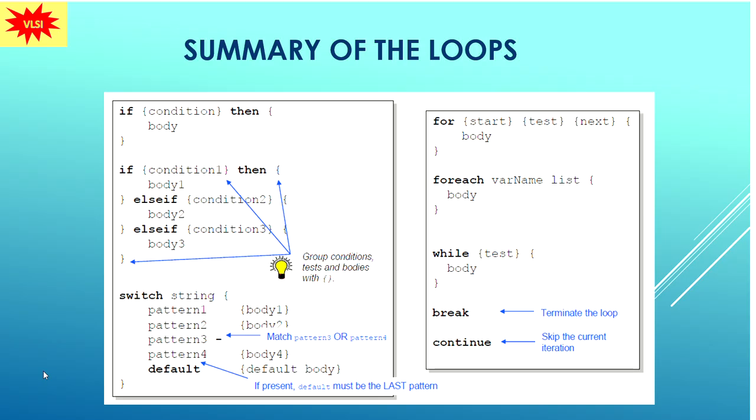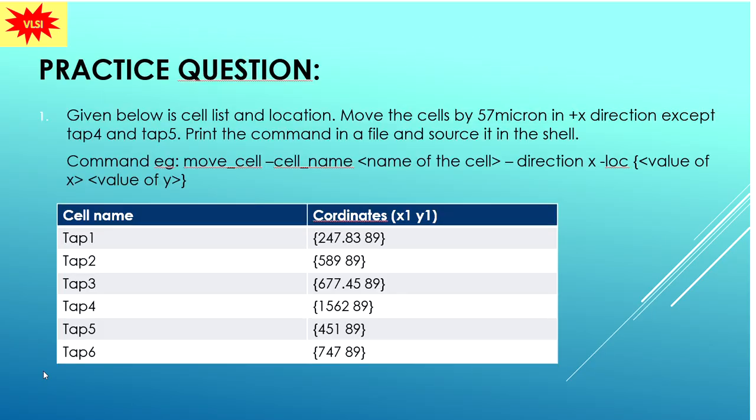Let us move to the next slide. Now, below is a cell list and the coordinates, location as in the coordinates. You have to move the cells by 57 micron in the positive x direction, but you don't have to move all the cells. You only have to move 1, 2, 3, and 5 and 6. 4 and 5, you do not have to touch them. They need to remain untouched.